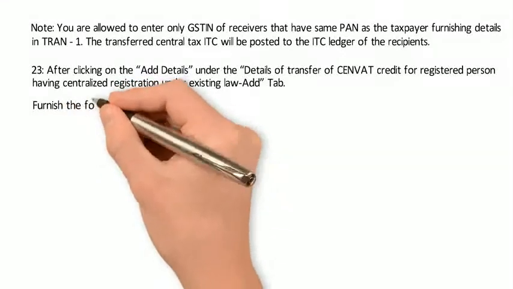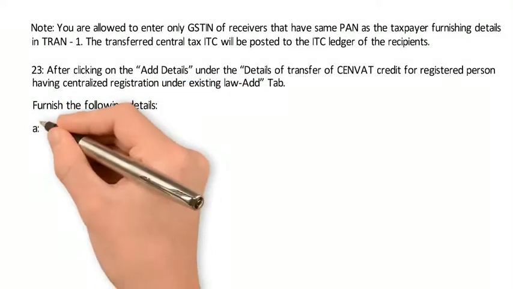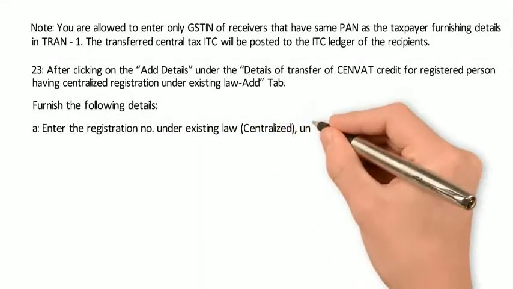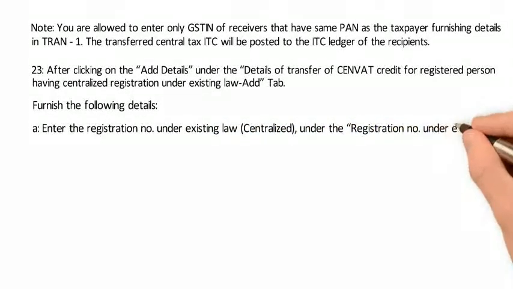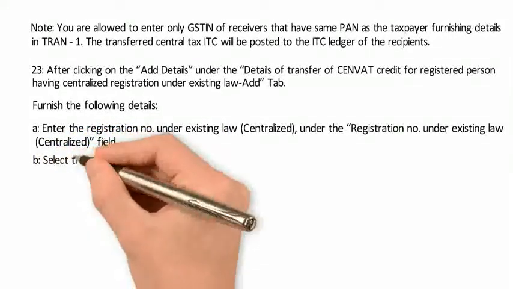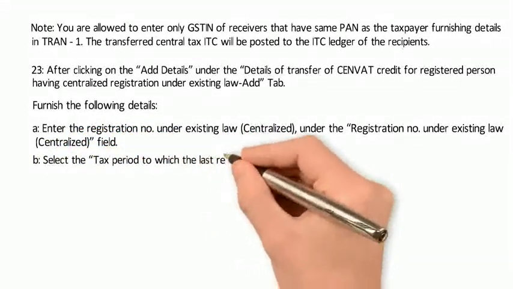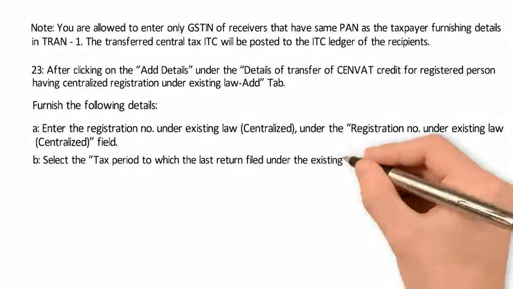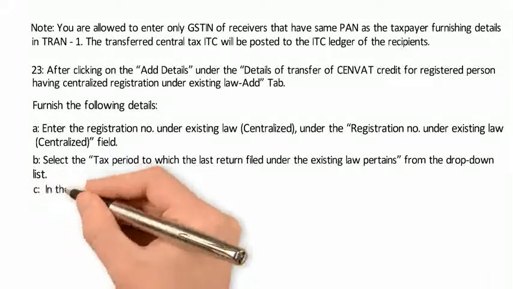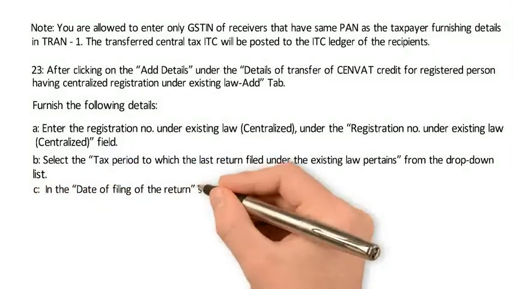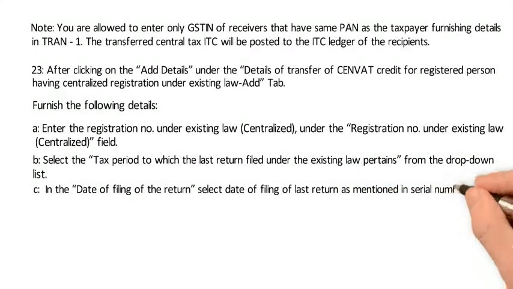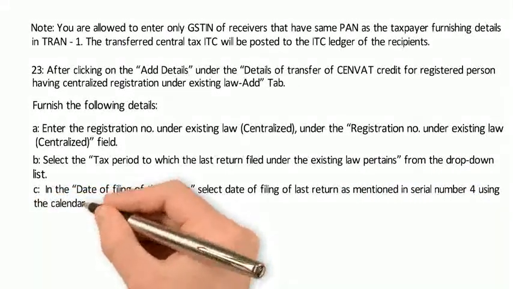furnish the following details. A. Enter the registration number under Existing Law, Centralized, under the registration number under Existing Law, Centralized field. B. Select the tax period to which the last return filed under the existing law pertains from the drop-down list. C. In the date of filing of the return, select the date of filing of the last return as mentioned in serial number 4 using the calendar.